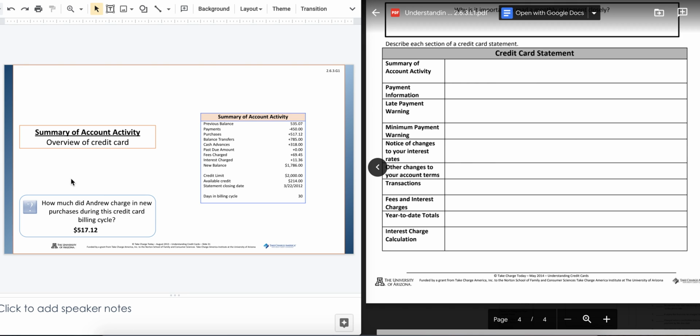So we can see that his credit limit is $2,000. He started off the month with $535. He paid $450 of it, but then he charged quite a bit. Had some cash advances, had some balance transfers, and his current balance is $1,786. So he does not have a lot of credit line left. He used quite a bit of his credit limit this month. So he only has $200 left on his credit line.